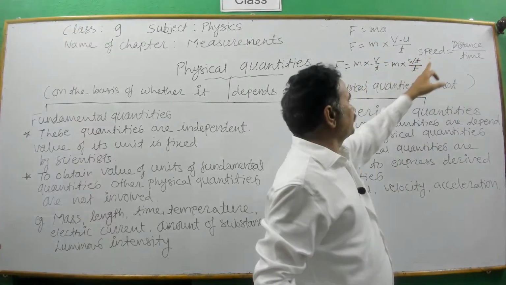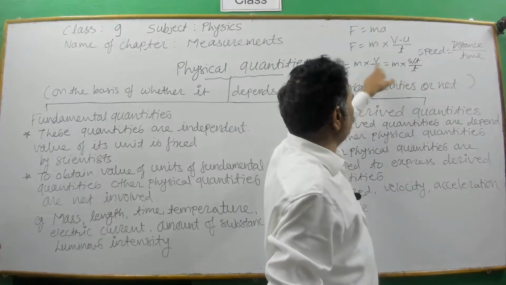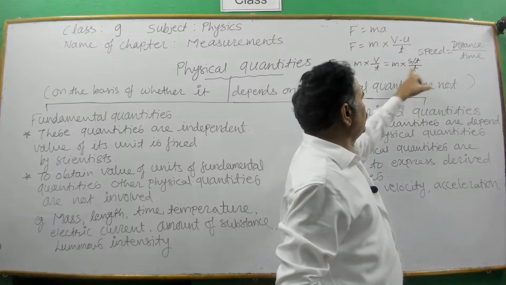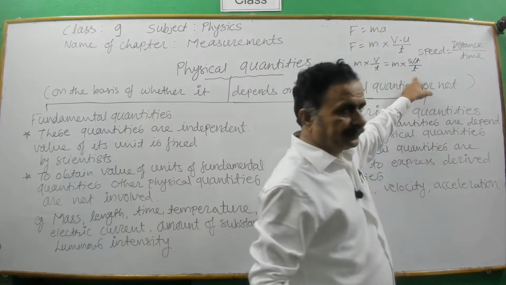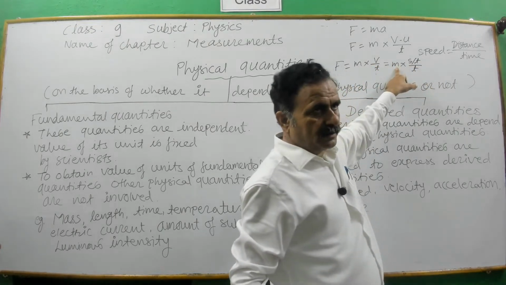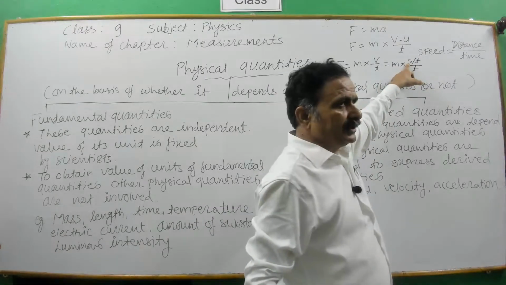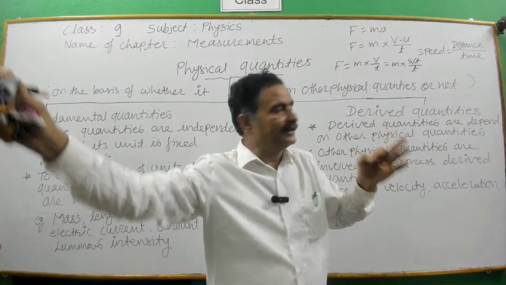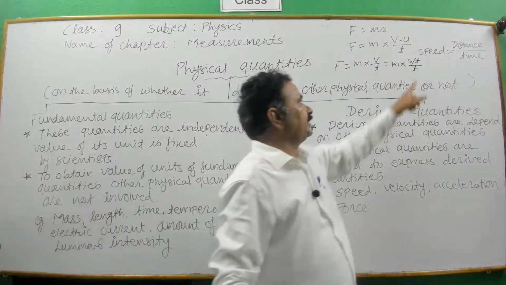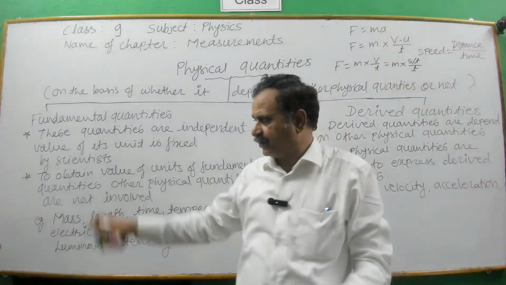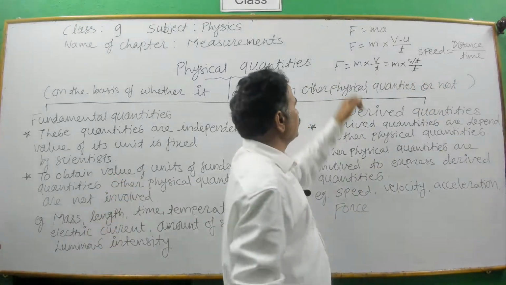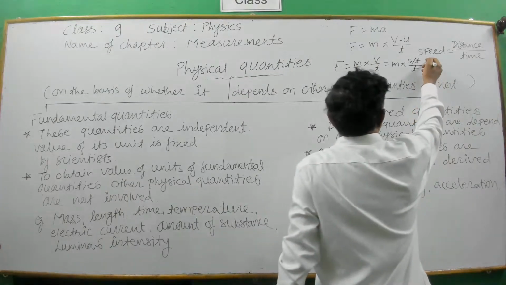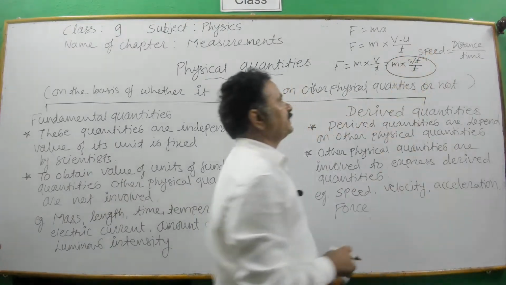Displacement divided by time. Here, this mass is multiplied by velocity. Velocity means displacement divided by time, divided by this time. Now this mass is already a fundamental quantity, and displacement is straight distance, which is a length, meaning a fundamental quantity. This time is also already a fundamental quantity. Finally, this force, which is a derived quantity, is obtained by doing calculation between these fundamental quantities.